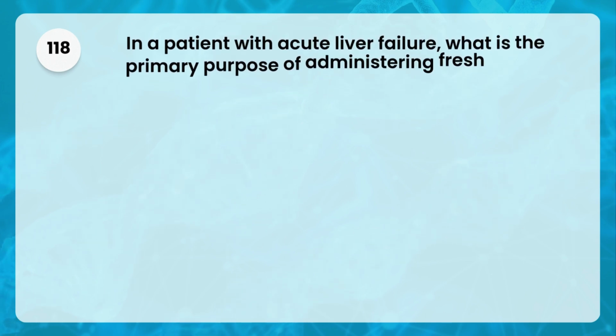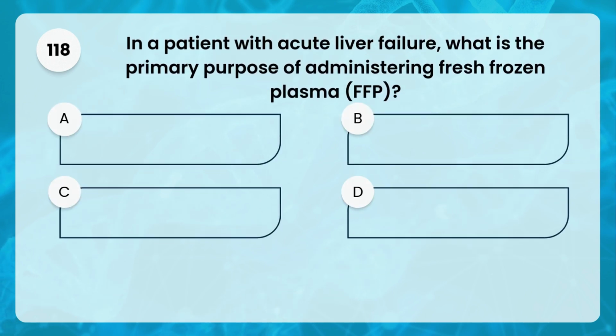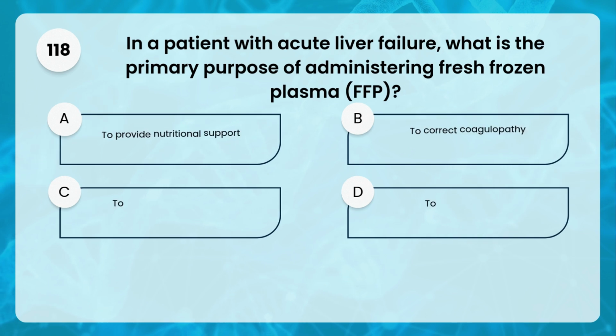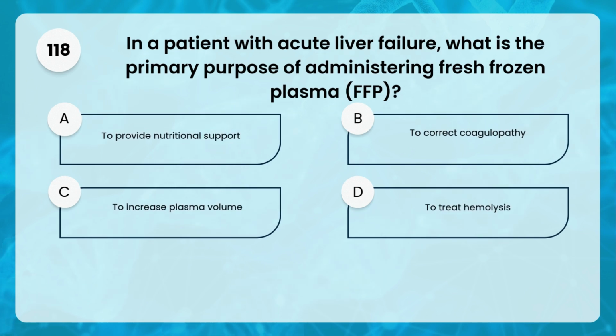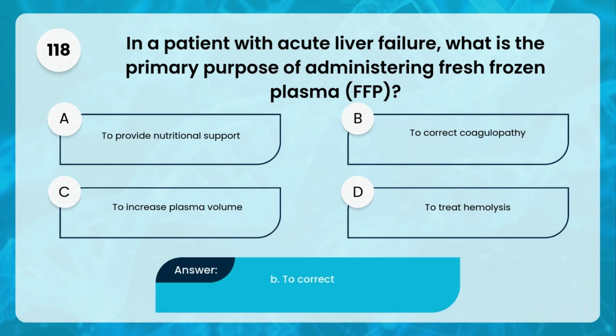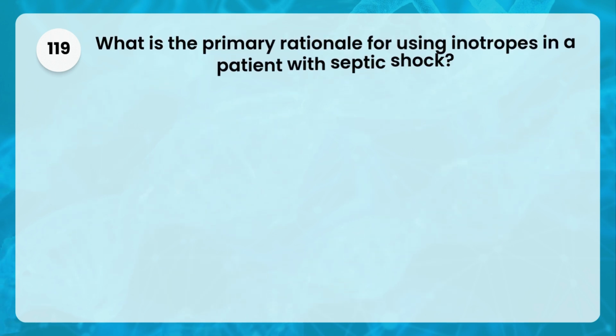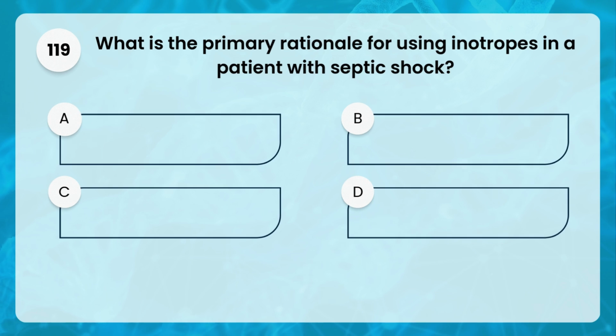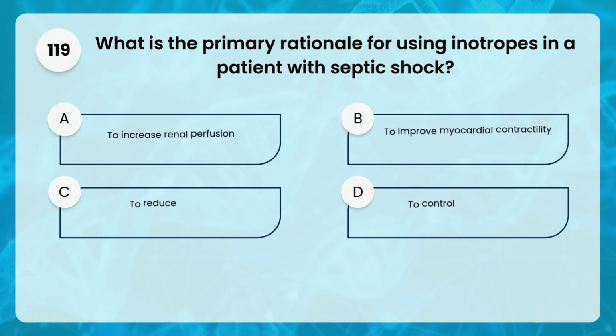118. In a patient with acute liver failure, what is the primary purpose of administering fresh frozen plasma, FFP? A. To provide nutritional support. B. To correct coagulopathy. C. To increase plasma volume. Or D. To treat hemolysis. The answer is B. To correct coagulopathy.